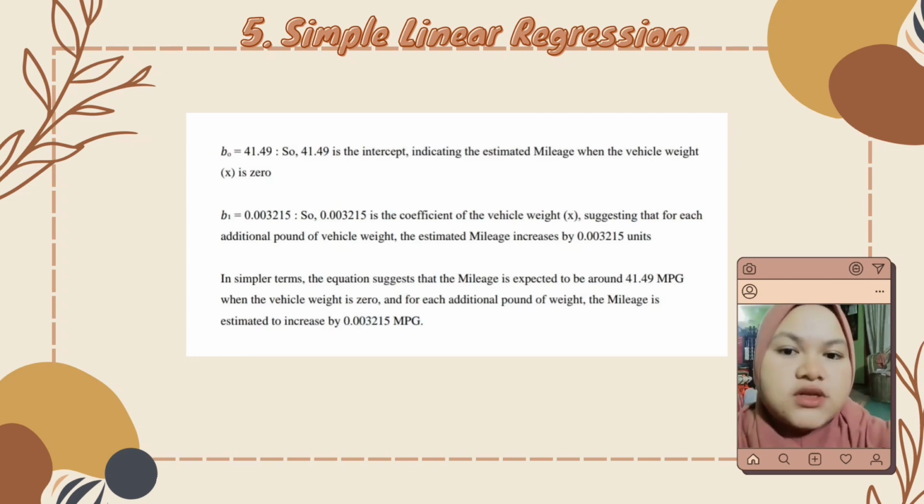0.003215 is the coefficient of the vehicle weight, suggesting that for each additional pound of vehicle weight, the estimated mileage changes by 0.003215 units. In simple terms, the equation suggests that the mileage is expected to be around 41.49 mpg when the vehicle weight is 0. And for each additional pound of weight, the mileage is estimated to change by 0.003215 mpg.